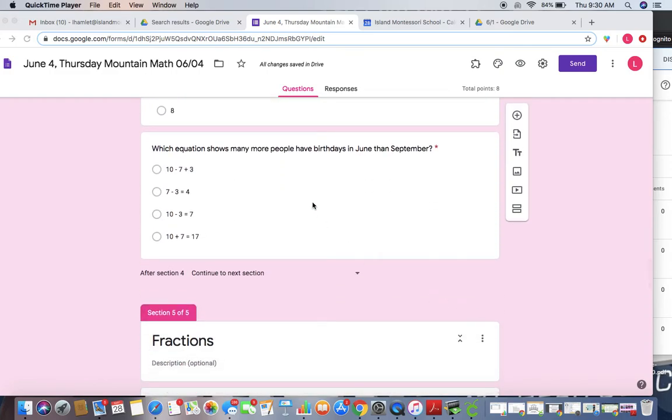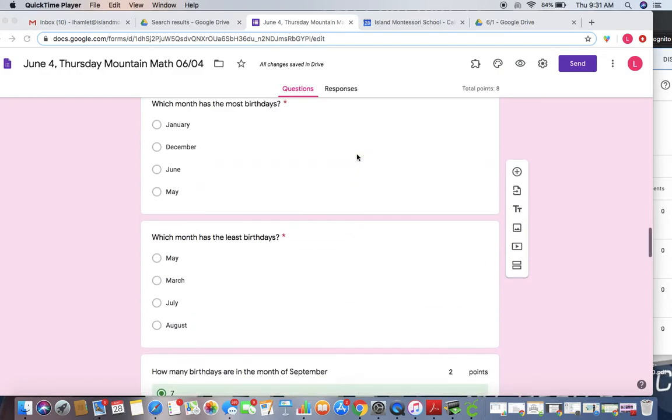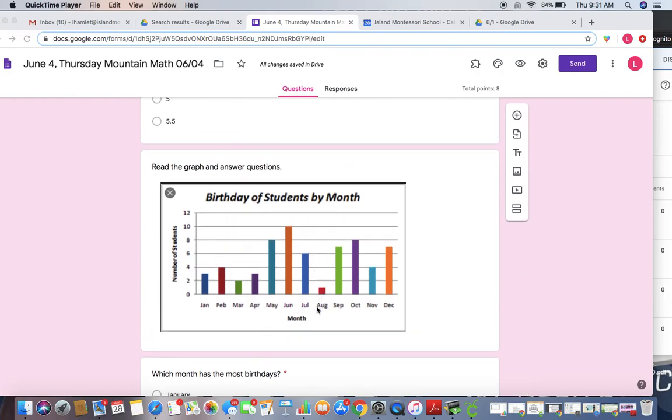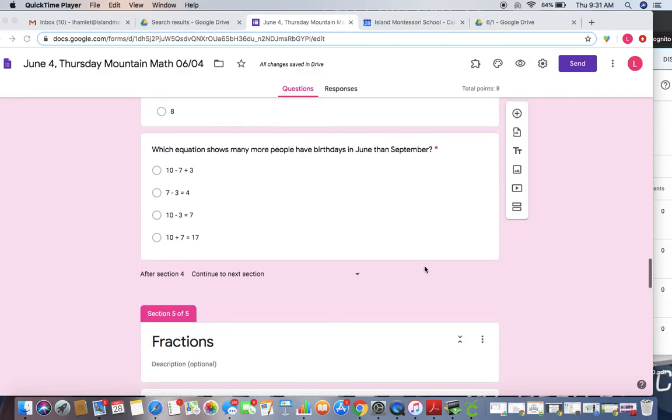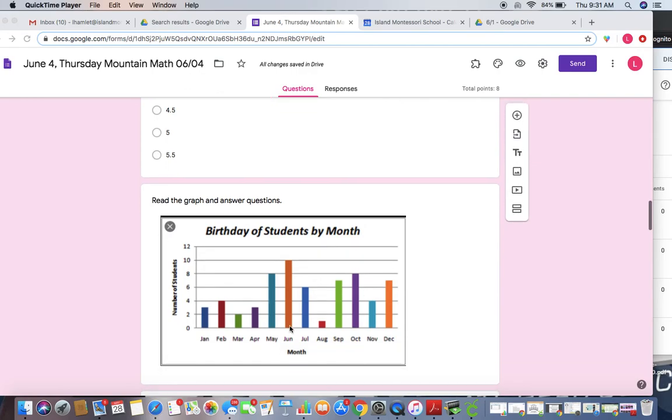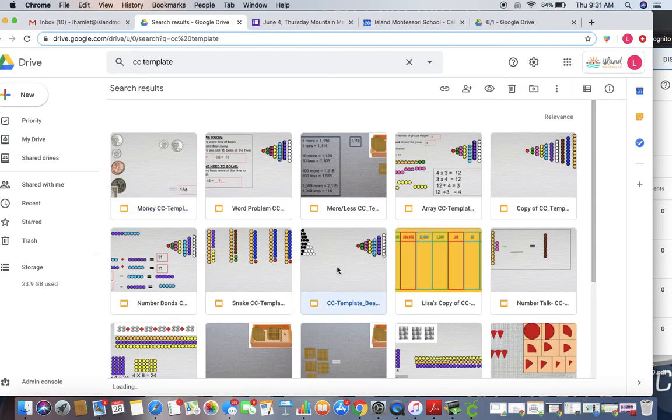The final question we had is which equation shows how many more people have birthdays in June than September? So if we were to go to our June birthdays, we can see that we have 10 June birthdays. And in September, we have 7 birthdays. So how many more were in June than in September? Well, we have to take the number of birthdays in June, 10. How many more tells us to subtract.